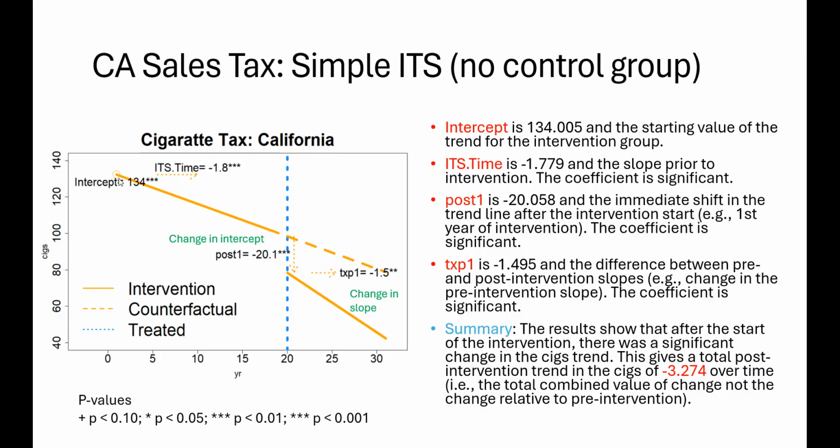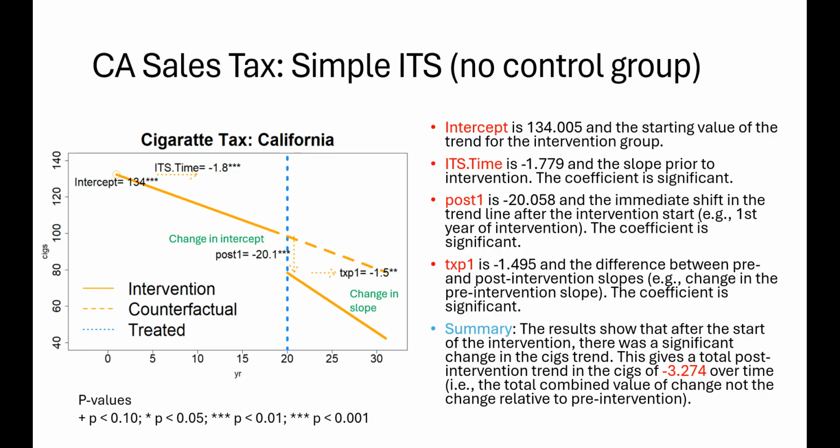So we're starting at 134 packs in 1970, and we see our next variable, ITS time, is negative 1.78, the slope prior to the intervention. The coefficient is significant. When we have a negative slope, that means our trend line is going downwards, and we know that trend was significant. If we look at our graph, ITS time equals negative 1.8, and that's a very significant result, and we know that because we have those 3 asterisks, and if we go down to our p-values, that would indicate our p-value, our chance of a type 1 error, is less than 0.001.